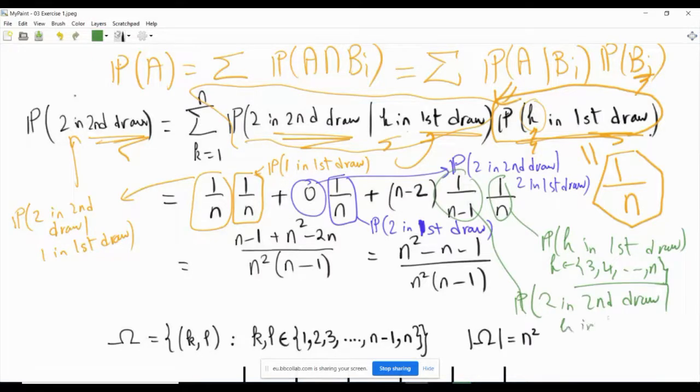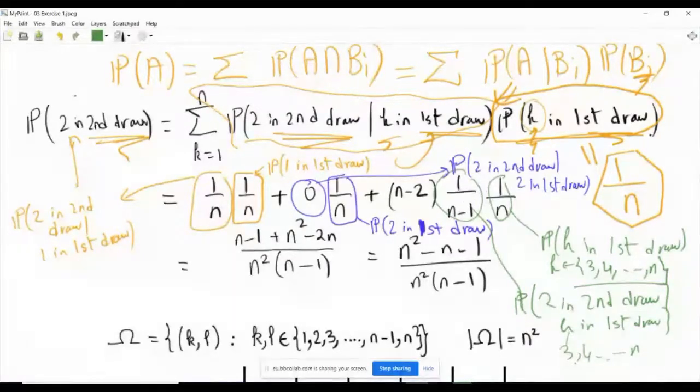given K in the first row, and K is some number 3 or 4 up to N. Because in this case, it's one of those numbers that will go away, and you are left with n-1 balls, and the probability of getting the ball with number 2 is now 1 over n-1. And this 1 over n-1 multiplied by 1 over n is exactly the same thing you get for 3, 4, 5, 6 up to n.